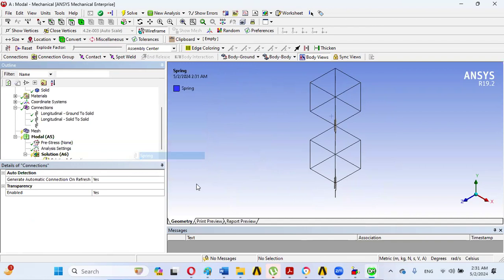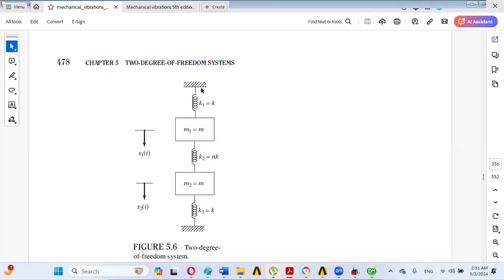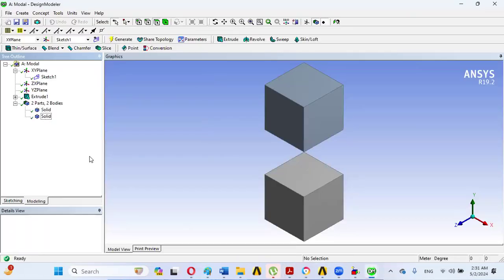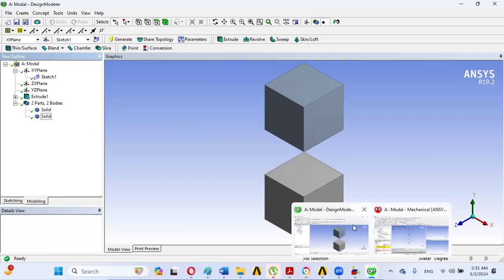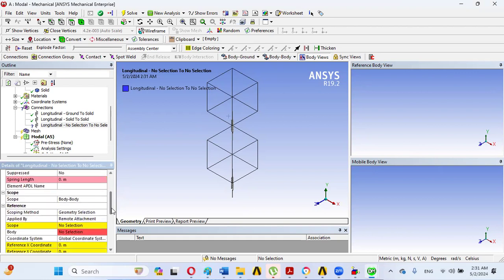So the third spring here, as shown, will be between the ground and this mobile body M1. So that will be placed here like this, and its stiffness is also 1000 Newton per meter, because the stiffnesses were assumed to be the same.